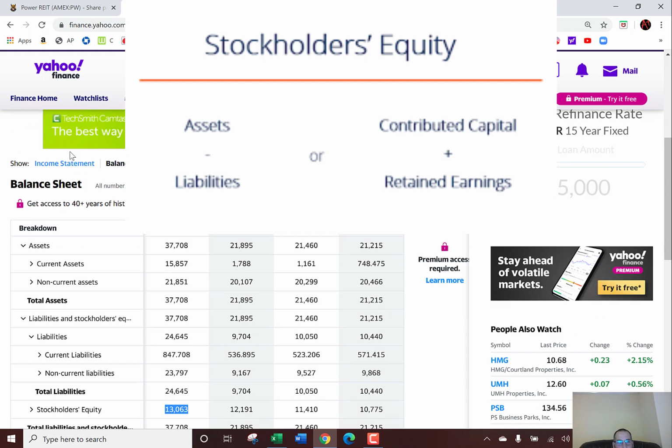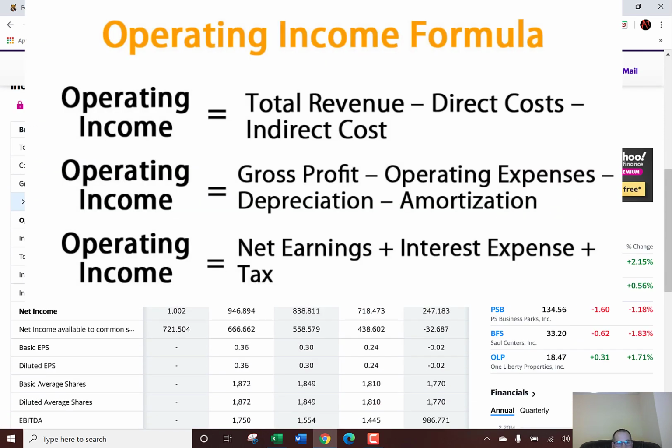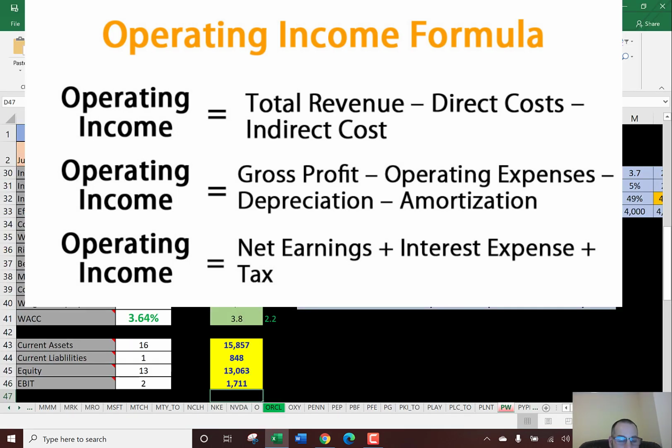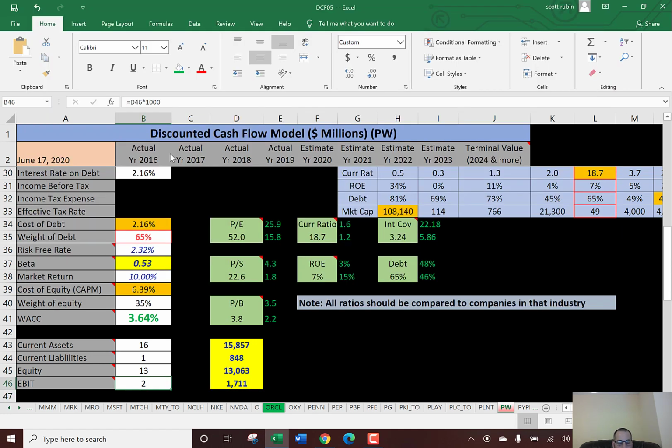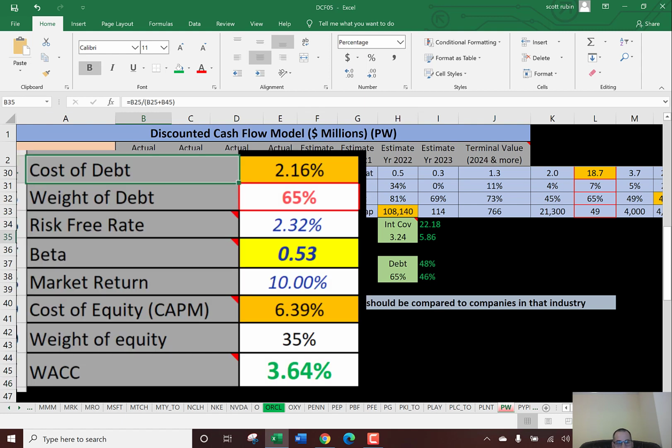Let's get the EBIT. We'll go back to the income statement. That's earnings before interest and tax, or some people call it operating income. And that's how much money is left over after operating your business. And they have almost $2 million left over after operating their regular business, but that's before they pay their interest and taxes. Now we can see they have 65% debt in the capital structure.